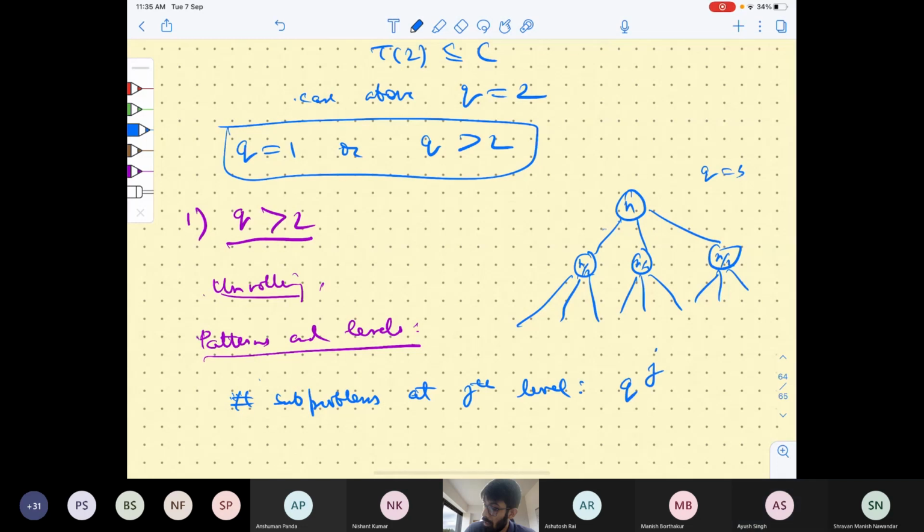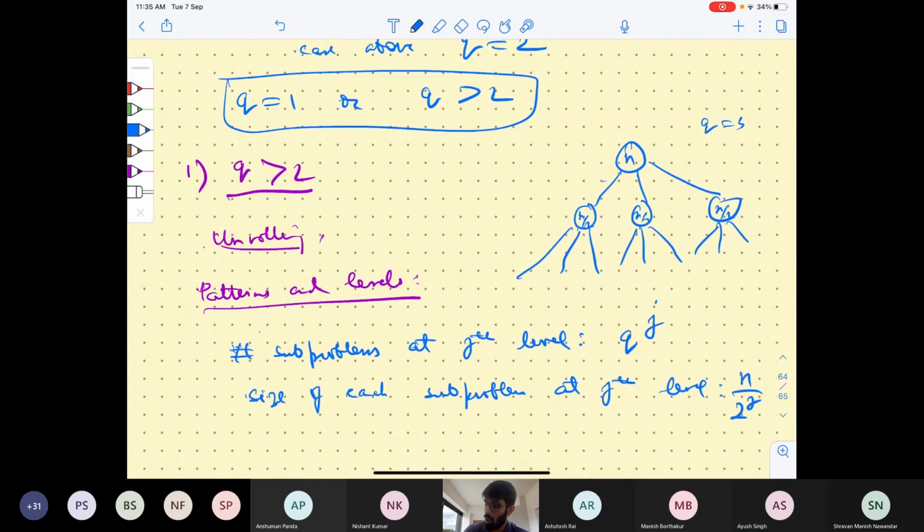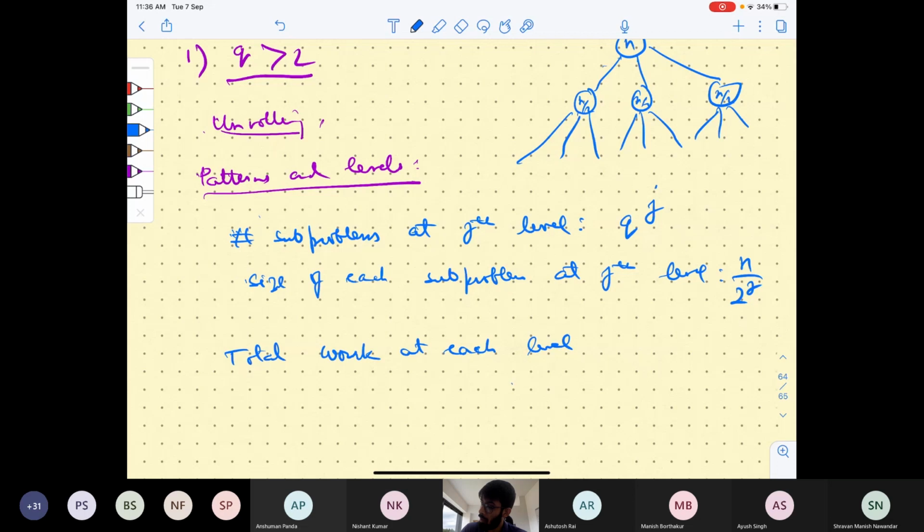Sorry, and what is the size of the subproblems? n over 2 to the power j. Good. So what is now the total work at each level? Each subproblem has size n over 2 to the j. There are q to the j problems, times c n over 2 to the j time. So this is the work done at each level.